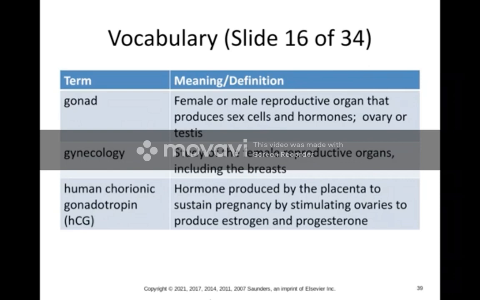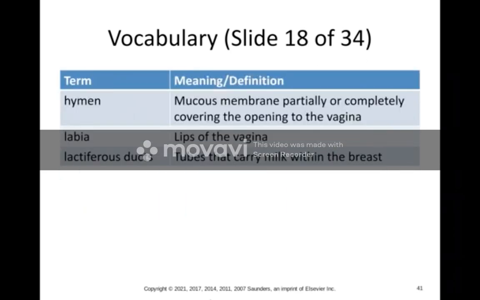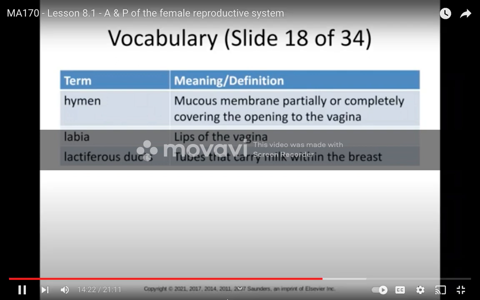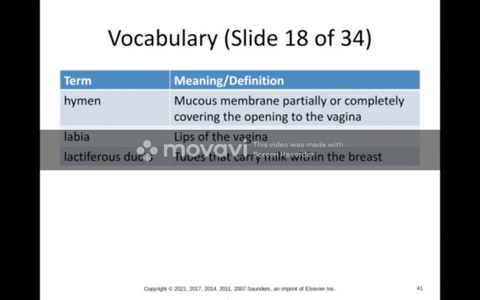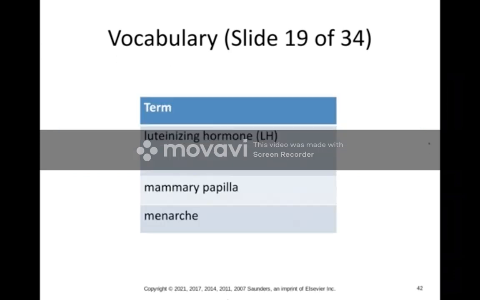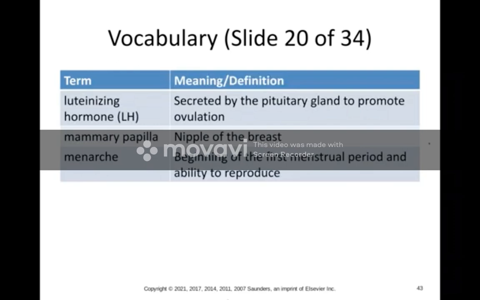Human chorionic gonadotropin, HCG, that is the hormone produced by the placenta to sustain pregnancy by stimulating ovaries to produce estrogen and progesterone. The hymen is a thin mucous membrane that partially or completely covers the opening to the vagina. Labia are the lips of the vagina. Lactiferous ducts are tubes that carry milk within the breast. Luteinizing hormone, LH, is secreted by the pituitary gland to promote ovulation.